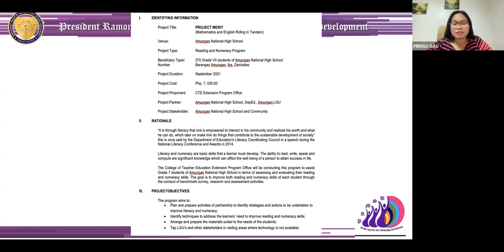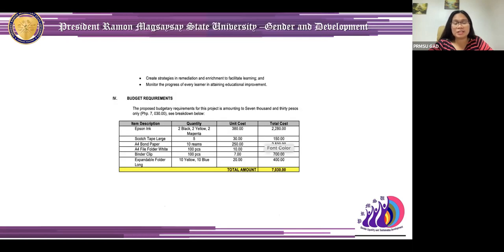Plan and prepare activities of partnership strategies and so on. Identify techniques to address the learner's need to improve reading and numeracy skills. Arrange and prepare the materials suited to the needs of the students. Tap LGUs and other stakeholders in visiting areas where technology is not available. Okay? Maganda po talaga yung mga objectives. You have to create strategies in remediation and enrichment to facilitate learning. Monitor the progress of each learner in attaining educational improvement. So, yan na po yung budget.